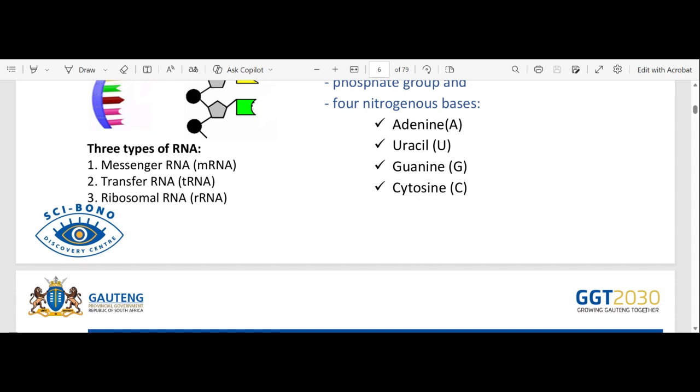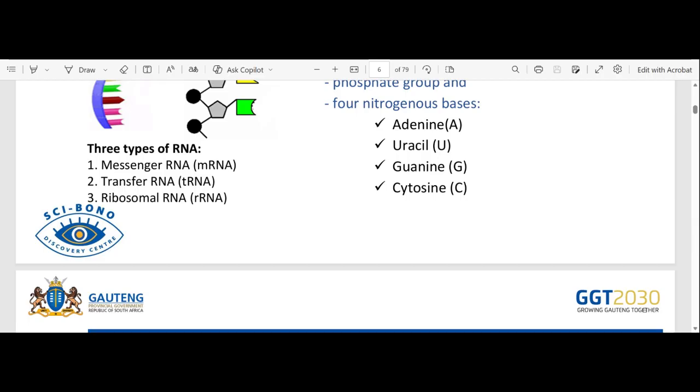It's important, guys, to know that whenever you're writing mRNA, you should use a lowercase m, not an uppercase M. It's important for you to understand that. So the first type of RNA is messenger RNA. Does that make sense? Messenger RNA.